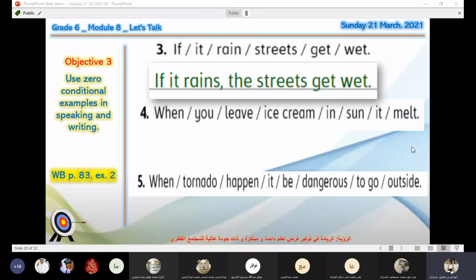Hamad Abdullah, would you please unmute yourself? Number 4, please. I want you to reorder the words to get a zero conditional sentence.